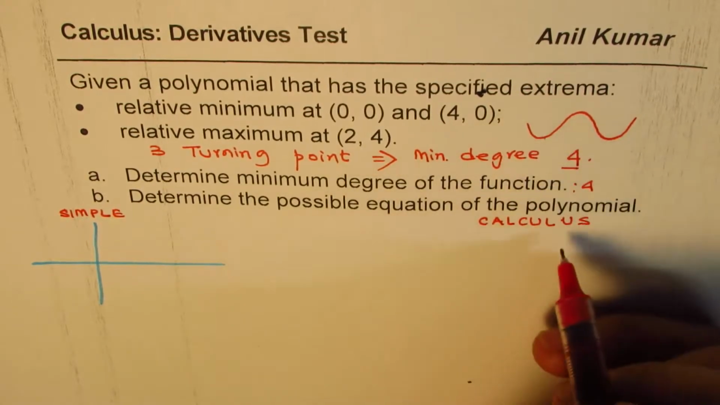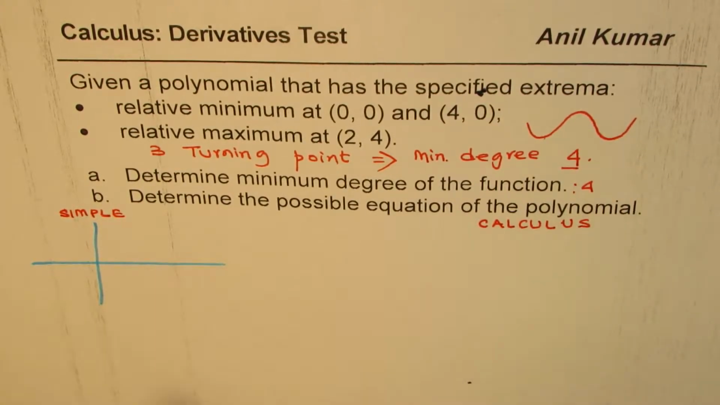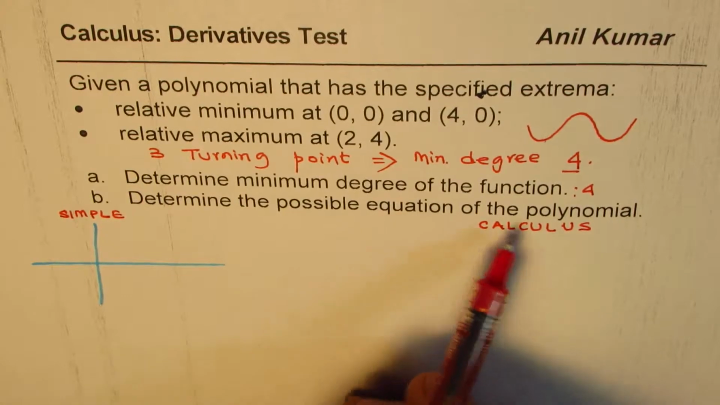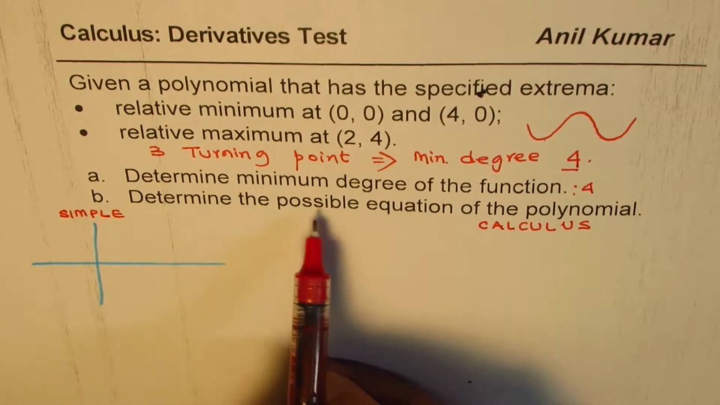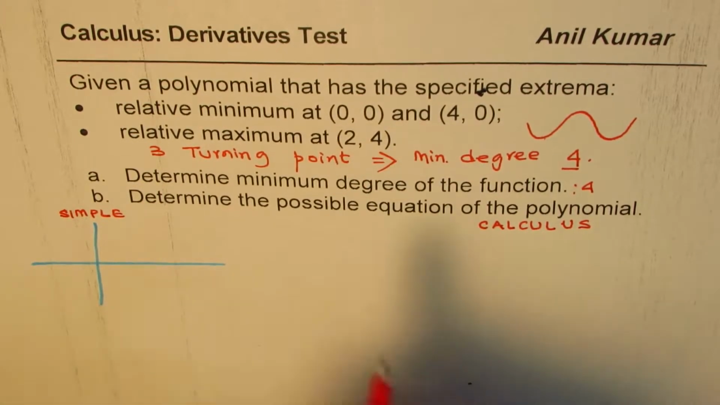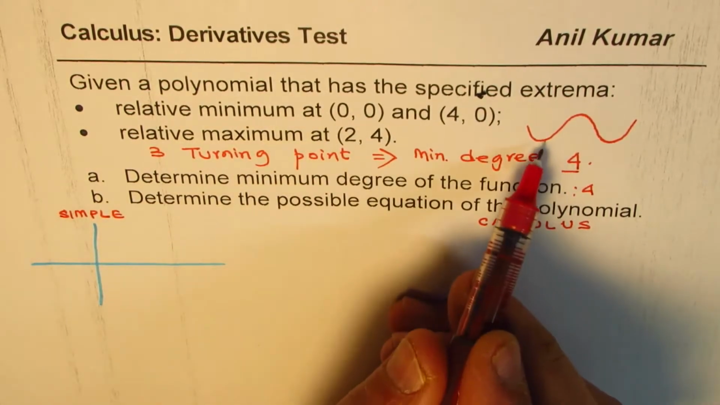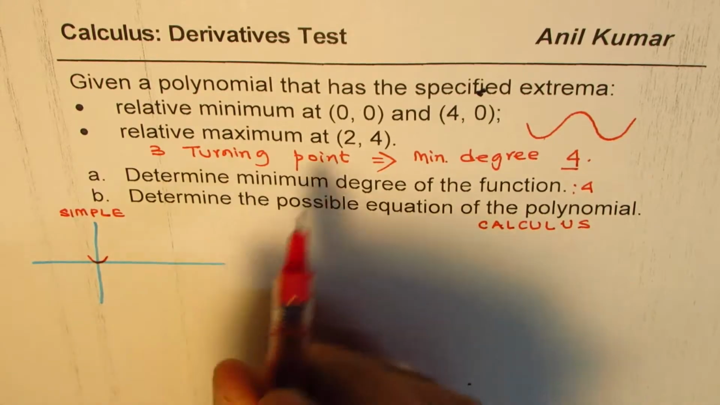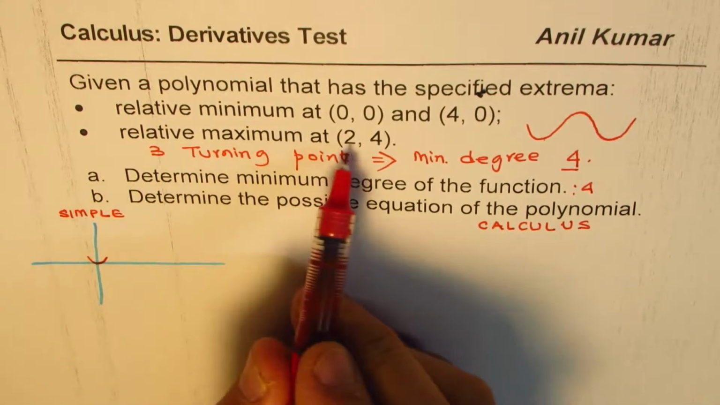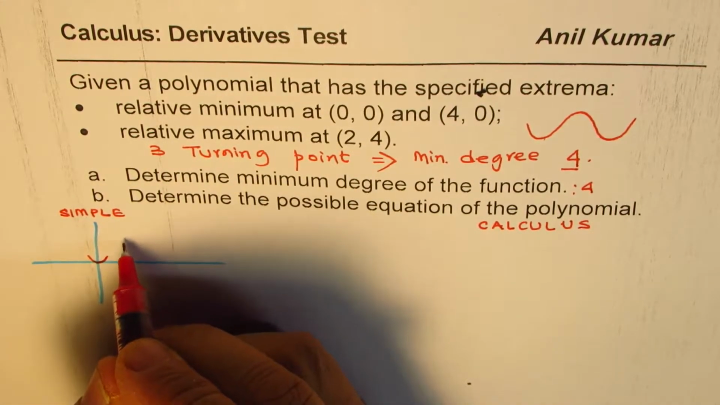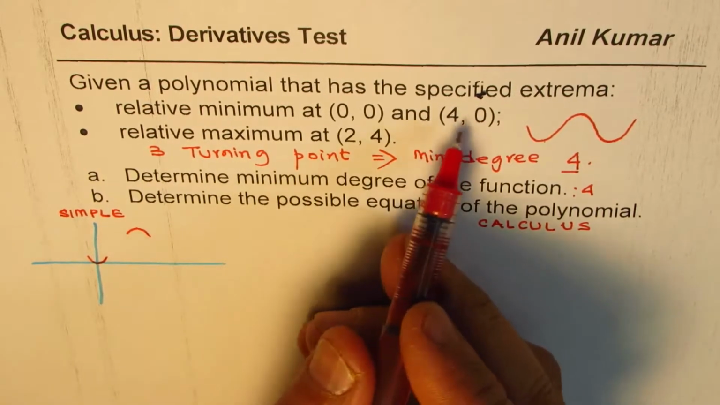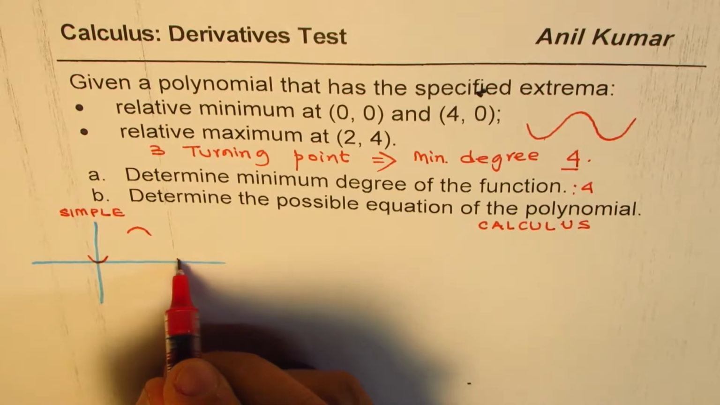And this reason is good enough for both calculus and for these students of grade 11. Now the second part is determine the possible equation of the graph. Now let's find a possible equation of this graph. So we have a minimum at 0, so I'll use this point as my (0, 0). So this is my minimum at 0. The other one is maximum at (2, 4). So that is let's say like this. And then we have a minimum at (4, 0). So we say like this.